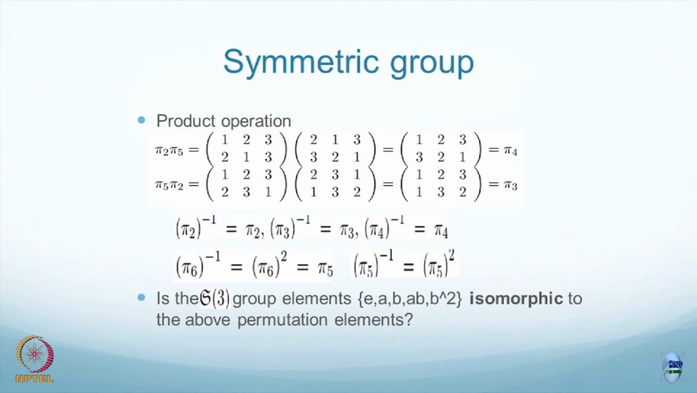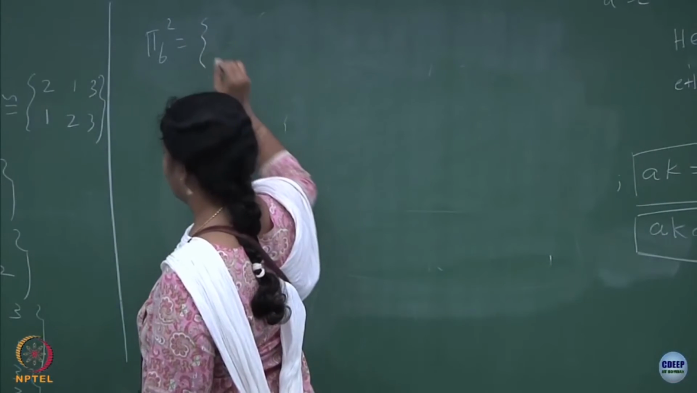and then you come to the pi 6 and pi 5 relation. I leave it to you to check pi 6 squared. Can somebody do it? Let us do it maybe. So, pi 6 is what? This one, right. So, I want to write pi 6 squared.